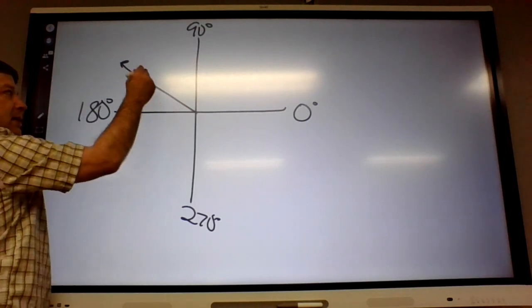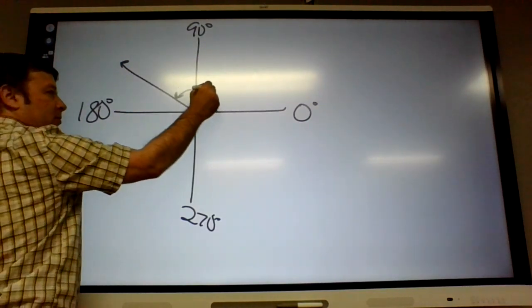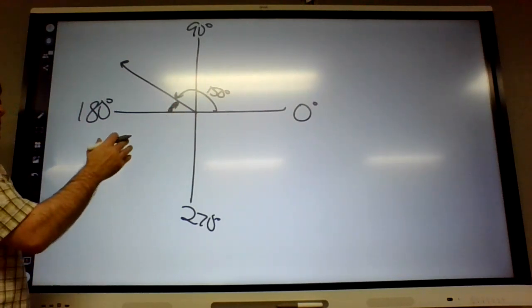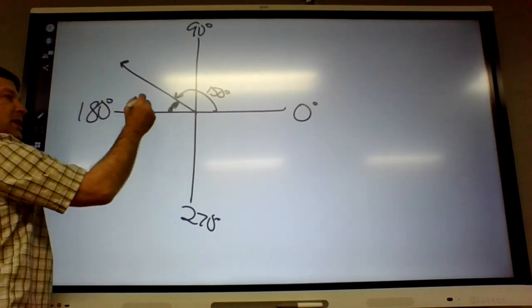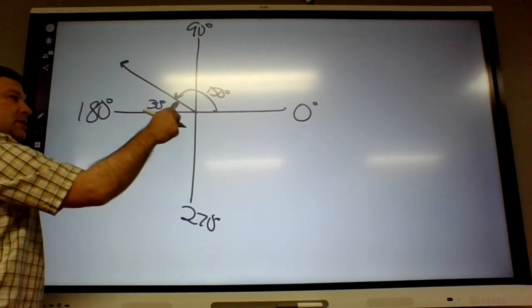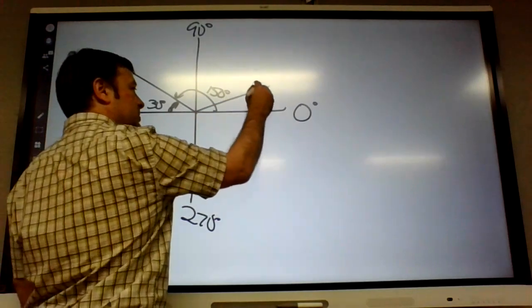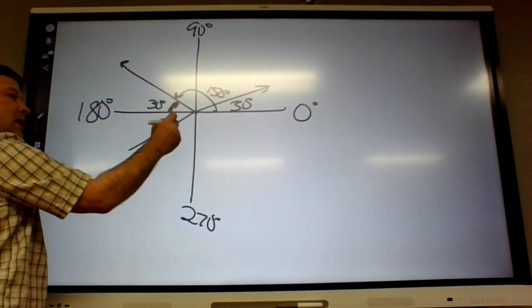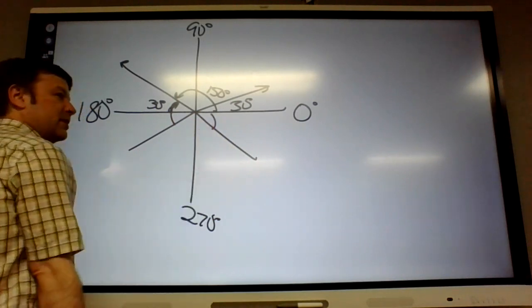And it goes from there to there, 150. And then this gap right here between the x-axis and the angle, 180 minus 150, is 30 degrees. It's called the reference angle because it has the same ratios as a 30 degree angle over here, or a 30 degree angle right there, or a 30 degree angle right there.